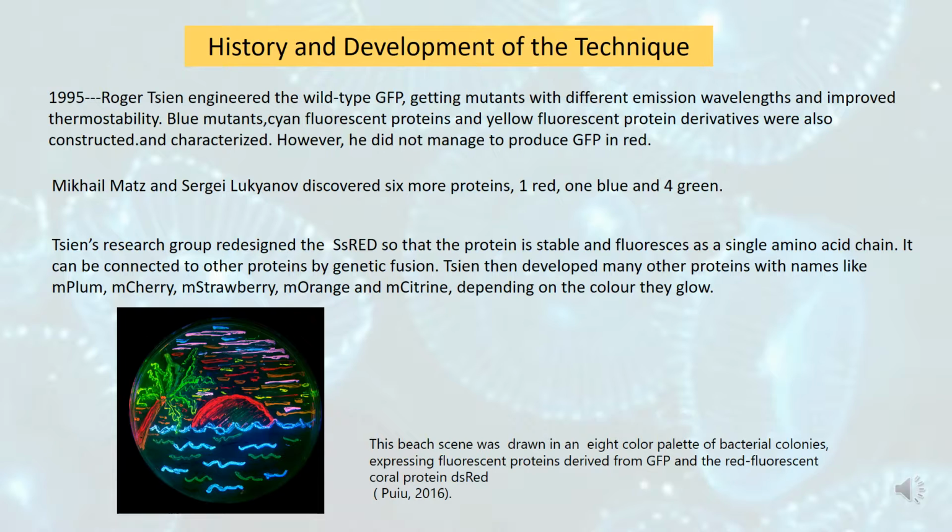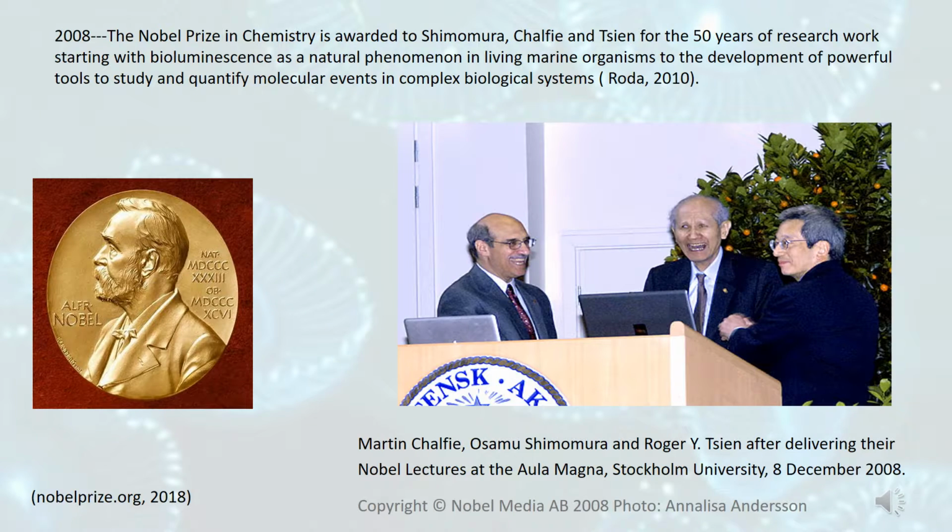Tsien developed other proteins and named them according to the color and glow. You can see a beach scene here drawn with fluorescent proteins derived from GFP and red fluorescent coral proteins. Here we can see the three 2008 Nobel laureates in chemistry.